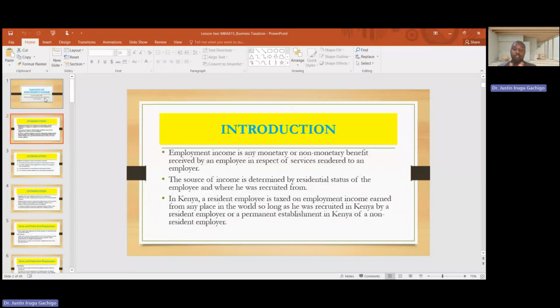Now, when you talk about taxation, the taxman looks at it from this angle: is the income that you are earning derived from Kenya? Are you recruited from Kenya or are you from Kenya? If that is met, then your income is going to be taxed in Kenya. So in Kenya, a resident employee is taxed on employment income from any place in the world, so long as he was recruited in Kenya by a resident employer or a permanent establishment in Kenya for a non-resident company.